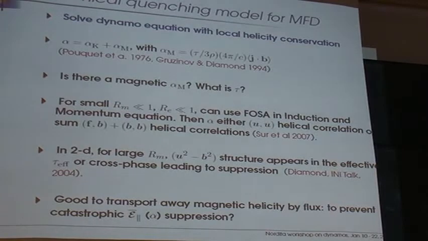So the net thing which I want to say is that basically it is good to transport away magnetic helicity by some flux. If you do not do that, what will happen is that as the mean field grows, the system conserves helicity. There is one sign of helicity in the mean field or large scale field, the opposite sign in the small scale field. Associated with the small scale field helicity, there are Lorentz forces which oppose the alpha effect.